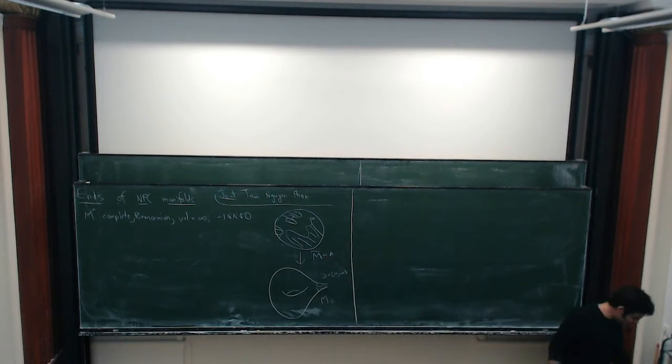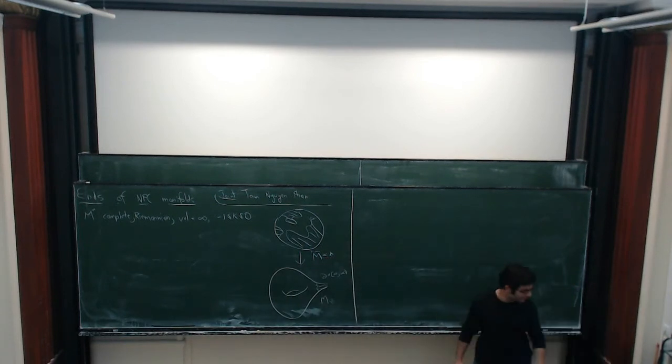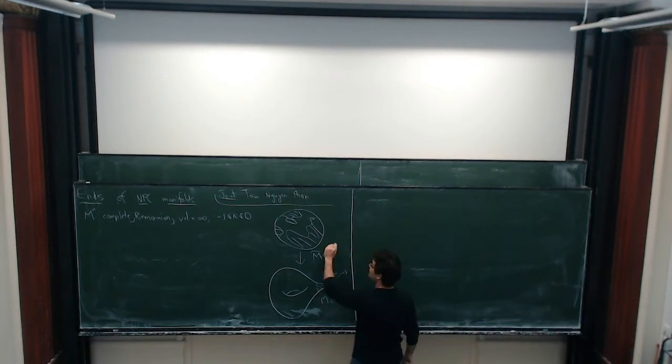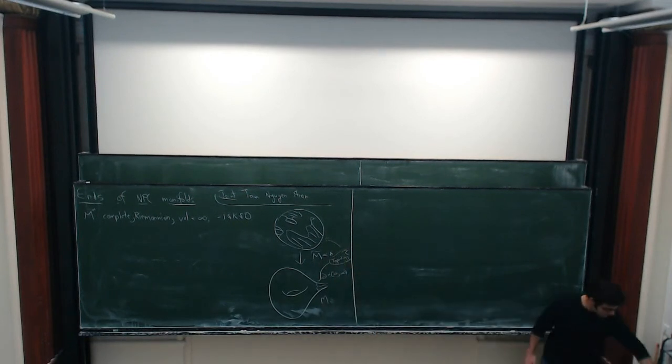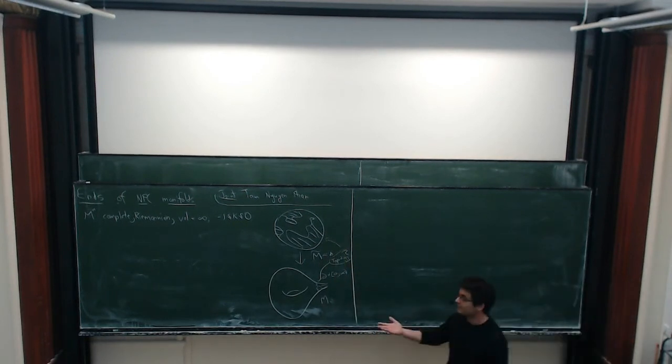Okay, the question is, what's the topology of this? That's, for now, the main question. What's the topology of either the end or what it lifts to? So to give you an idea of what to expect, I want to give some examples.